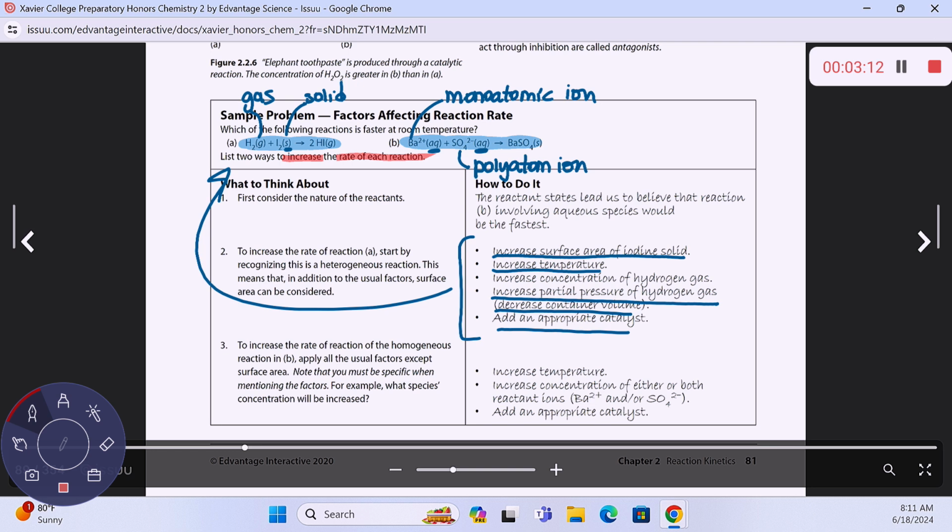Things you could do for B: you could increase the temperature, which would cause these ions to move faster. You could increase the concentration of both or one ion. And then you could also add a catalyst. So these all go for this reaction here. Okay? All right, so that's the end of 2.2.